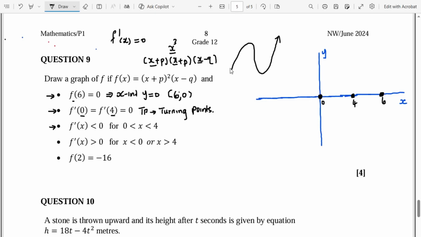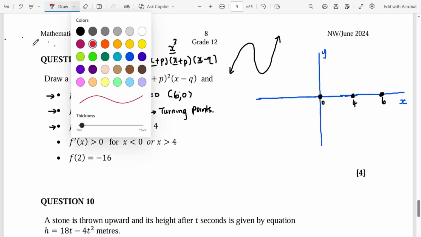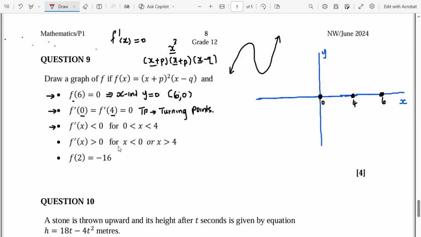Okay, my graph will look like that. So far, I know that I have the turning points somewhere at 0 and at 4. But I don't know how this moves, whether it moves like this or not, but let's work on this. Let's use the remaining points to find the solution of this graph. Now, look at this, the next piece of information.